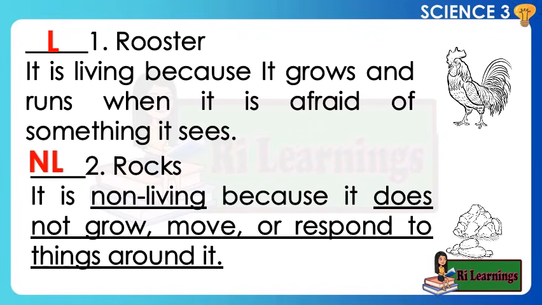1. Rooster. It is living because it grows and runs when it is afraid of something it sees. 2. Rocks. It is non-living because it does not grow, move, or respond to things around it.